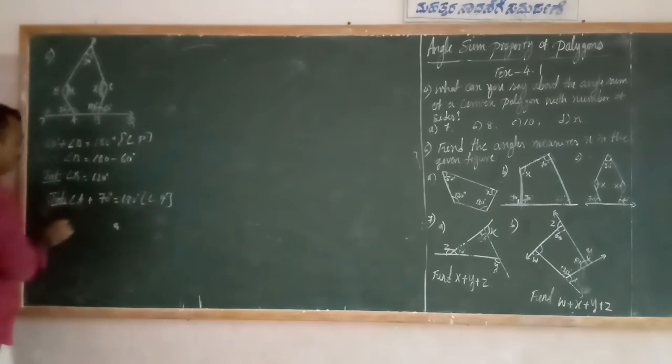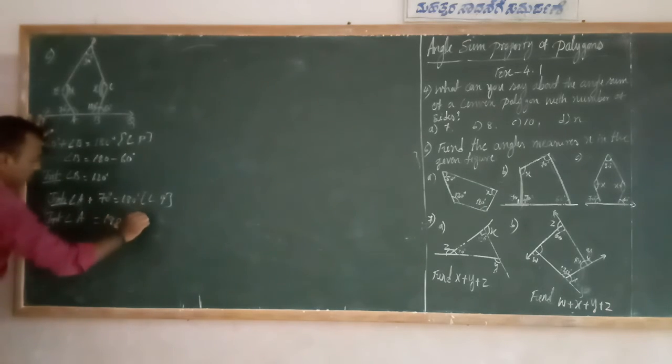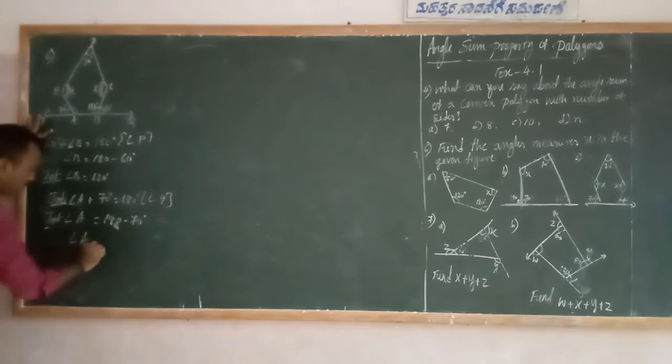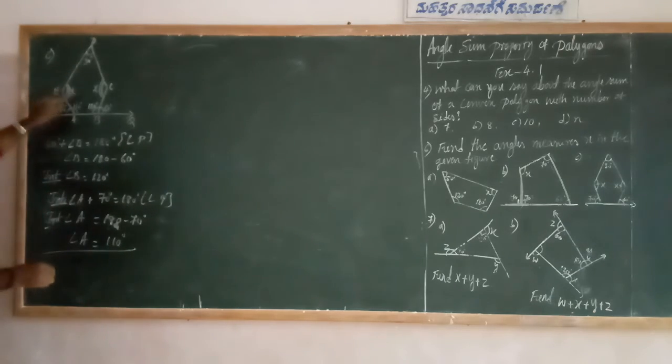So next step, interior angle A, we don't know. We have to calculate interior angle A plus 70 degrees, and send that across. So it becomes 180 minus 70. Therefore angle A is equal to 180 minus 70. It becomes 110 degrees. Therefore angle A is 110 degrees. So now we have to calculate the x value.